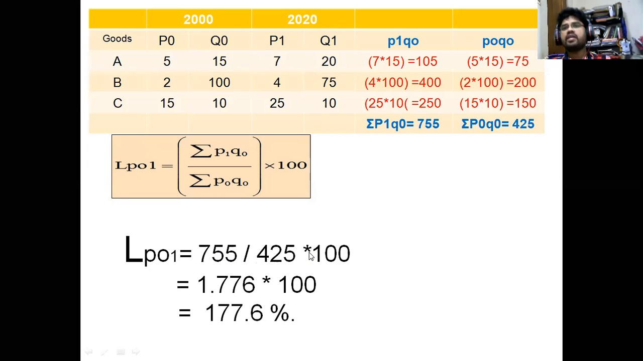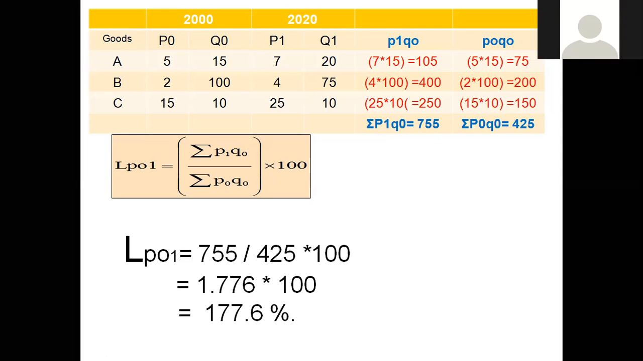755 divided by 425, into 100. If you divide 755 by 425, you will get 1.776. Then multiply with 100, and you will get 177.6. So this is the Laspeyres price index. Am I clear, dear students?